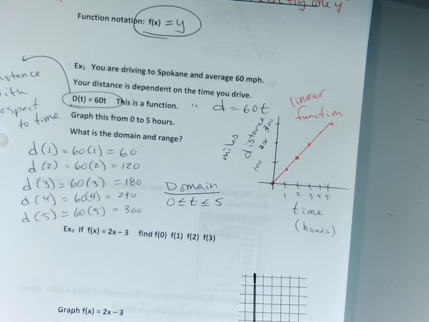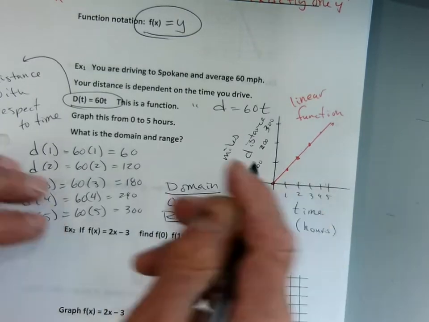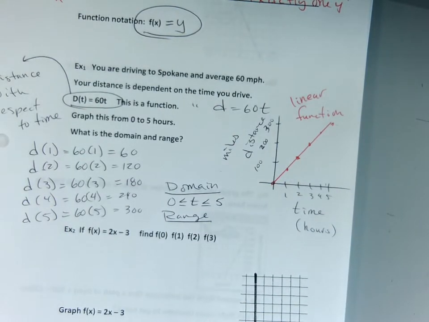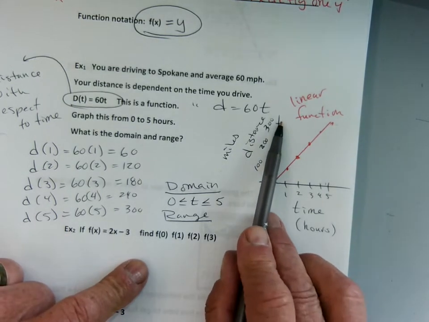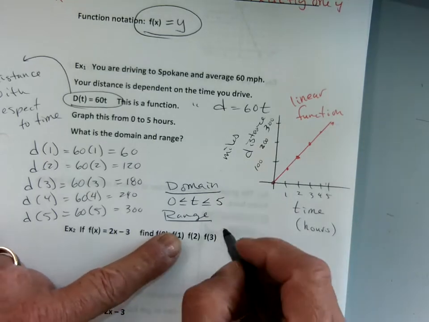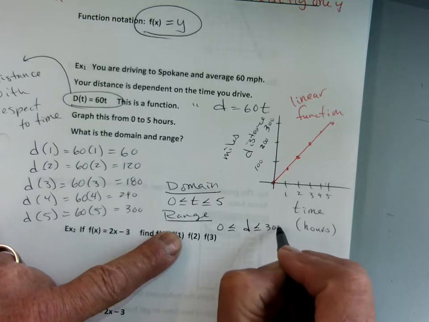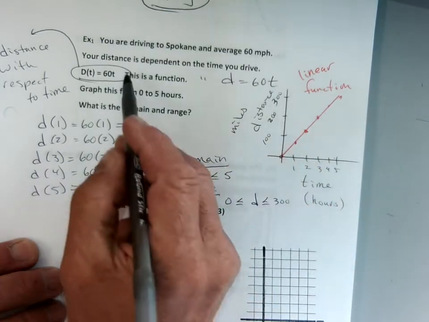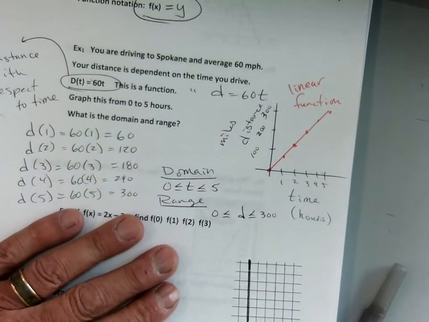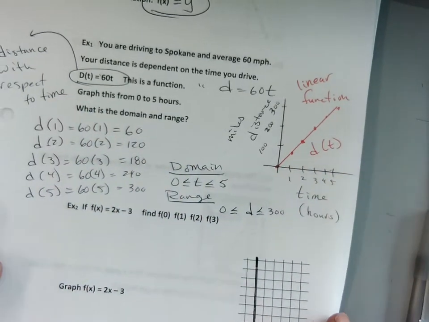Good answer. What's the range? What's the range? 60. So we're going to go a distance of 0 to, what's our longest distance? 300. So 0 is less than or equal to d, which is less than or equal to 300, okay? Thumbs up. And since it is a function, instead of writing d equals, we write d of t. Awesome, okay?